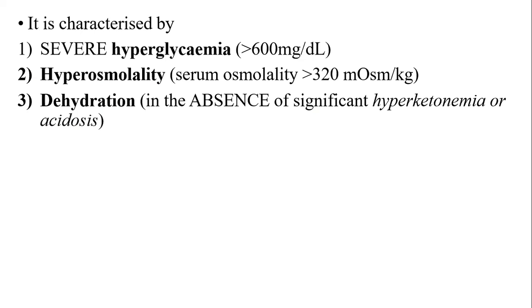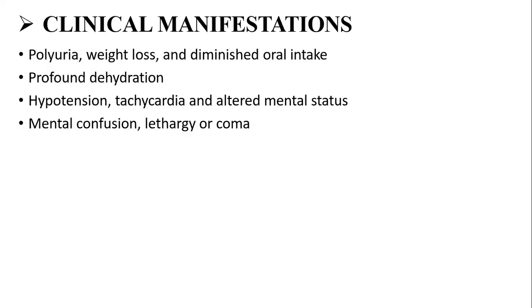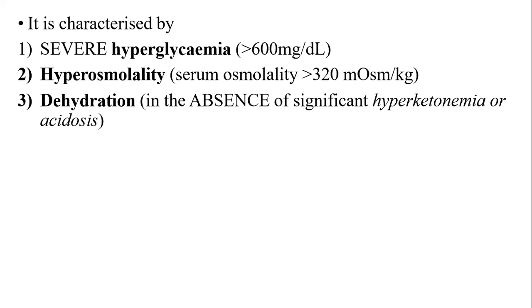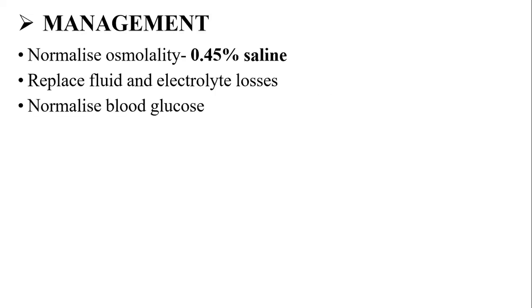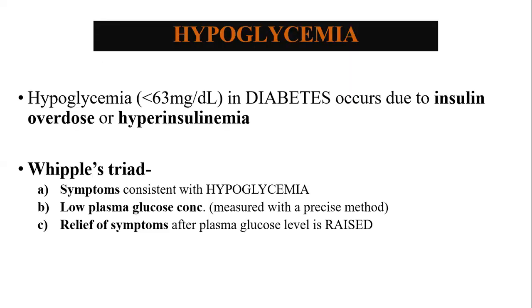So it is characterized by hyperglycemia and also hyperosmolarity, serum osmolarity of more than 320 millimoles per kg body weight. The patient is dehydrated, and there is absence of hyperketonemia or acidosis. So clinical manifestations of this type of disease: they have polyuria, weight loss, diminished oral intake, profound dehydration, hypotension, tachycardia, altered mental status, mental confusion, and sometimes coma. So in the management of this patient, you have to give normal saline, replace fluid and electrolytes, and also normalize blood glucose by monitoring blood glucose hourly and giving insulin at 0.1 units per kg body weight until you achieve the desired result of 4.9 to 6.9 glucose.